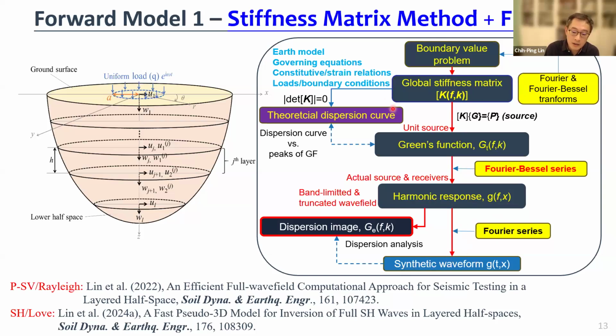So what is the dispersion curve? The dispersion curve, the normal modes, is the case when there is no loading. It is a free vibration mode, so we can get the possible solutions, the possible propagation modes.